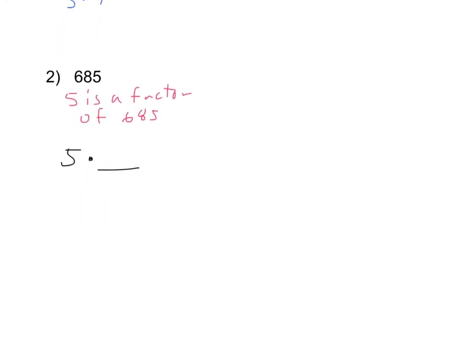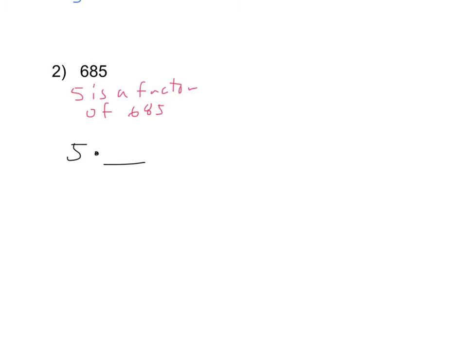How would we do that? To figure out what this something would be, all we need to do is use division. We would just need to do 685 divided by 5. Let's go ahead and do that division. 5 goes into 6 one time. 1 times 5 is 5, and if we subtract that, we get 1. Bring down the 8. 5 goes into 18 3 times. 5 times 3 is 15, and we subtract that, we get 3. Bring down the 5. How many times does 5 go into 35? 7 times. 5 times 7 is 35, and there's no remainder here.